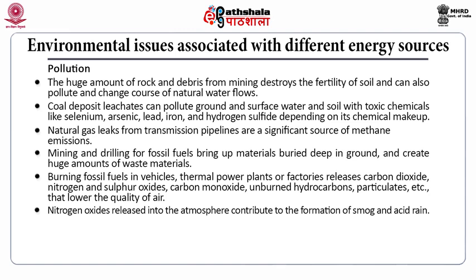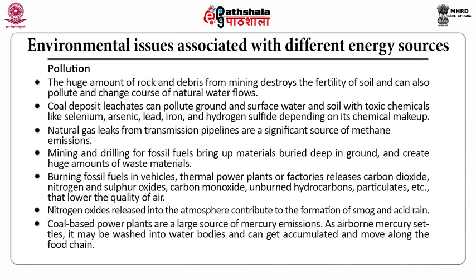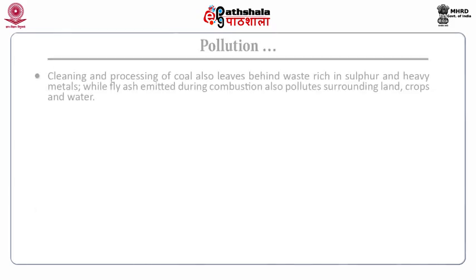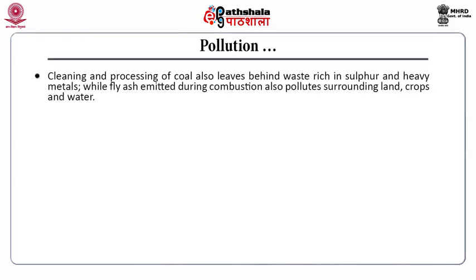Nitrogen oxides released into the atmosphere contribute to the formation of smoke and the acid rain. Coal-based power plants are a large source of mercury emissions. As this airborne mercury settles, it may be washed into water bodies and can get accumulated and move along the food chain. Cleaning and processing of coal also leaves behind waste which is rich in sulfur and heavy metals, while fly ash emitted during combustion also pollutes the surrounding land, crop and water.